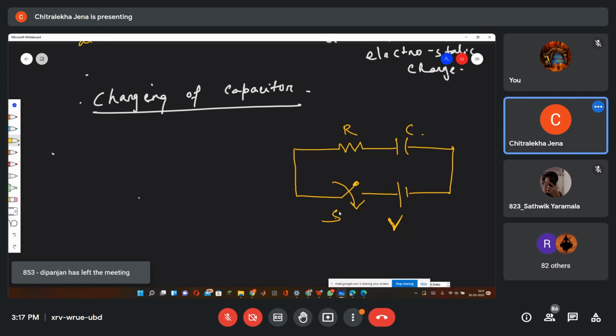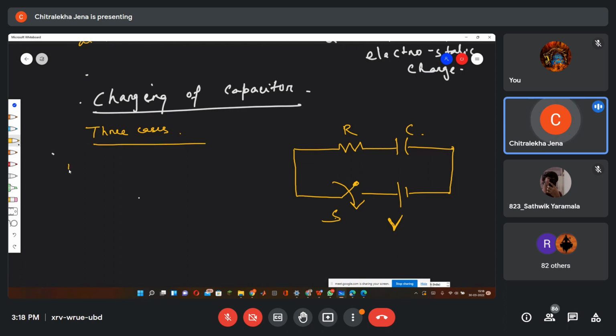Now I will take 3 cases here. Whatever I am teaching you, the derivation is very, very important. Wherever you feel doubt, ask me. There will be a little confusion and you will have a little doubt also, so ask at any point of time. Now I will tell you the 3 cases. What are the 3 cases? First, I will discuss the instant of switching.